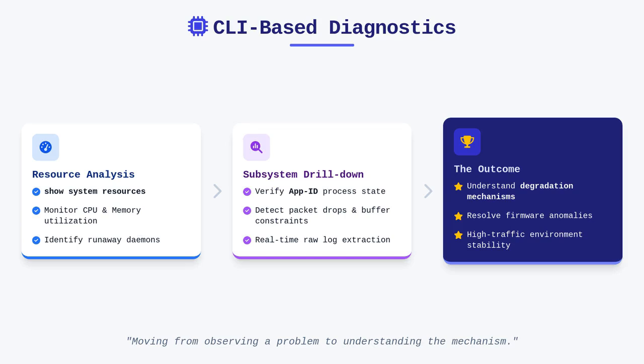Furthermore, the CLI allows for the extraction of logs that are often stripped or transformed in the standardized reporting format, giving you a clearer picture of events as they occur in real time. By systematically querying the subsystem status, you move beyond merely observing that a problem exists and start understanding the specific mechanism responsible for the performance degradation. This level of visibility is what distinguishes a proficient engineer from a novice when resolving obscure firmware-related anomalies in high-traffic environments.